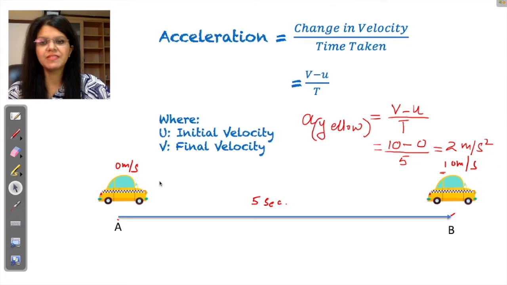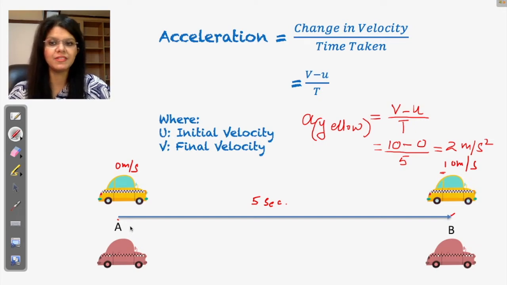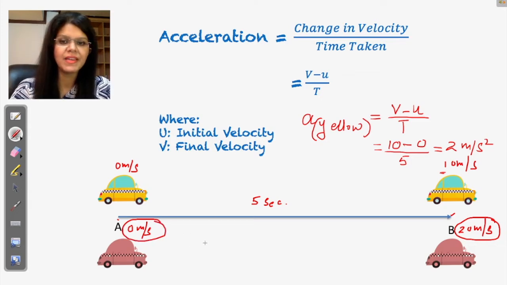Now let's assume that there was another car which was red in color. At point A, say that its initial velocity was 0 meters per second, and finally, when it reached point B, its velocity was, say, 20 meters per second. 0 meters per second, 20 meters per second. So what is the acceleration of the red car? How much is the acceleration of the red car?